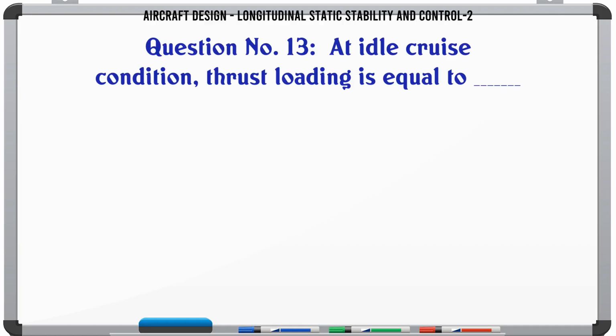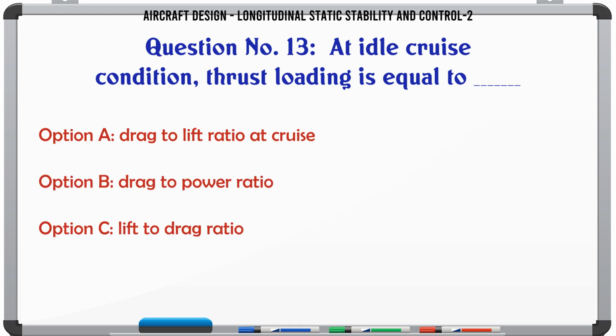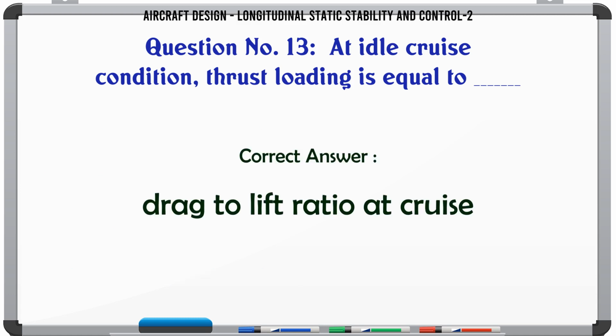At idle cruise condition, thrust loading is equal to A: drag to lift ratio at cruise. B: drag to power ratio. C: lift to drag ratio. D: aerodynamic efficiency. The correct answer is drag to lift ratio at cruise.